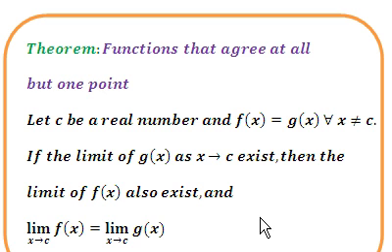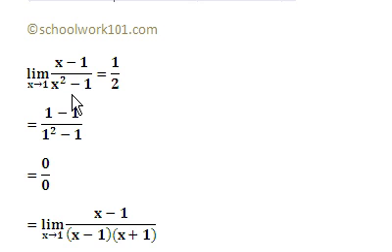Let's take a look at an example. So this is our function here, which I'm calling f of x, and our function is x minus 1 over x squared minus 1. So in the previous theorem that I just read, this here would be my f of x. We do the direct substitution first, and so I plug 1 directly into the function. As you can see here, we have 1 minus 1 over 1 squared minus 1, and we end up with 0 over 0.